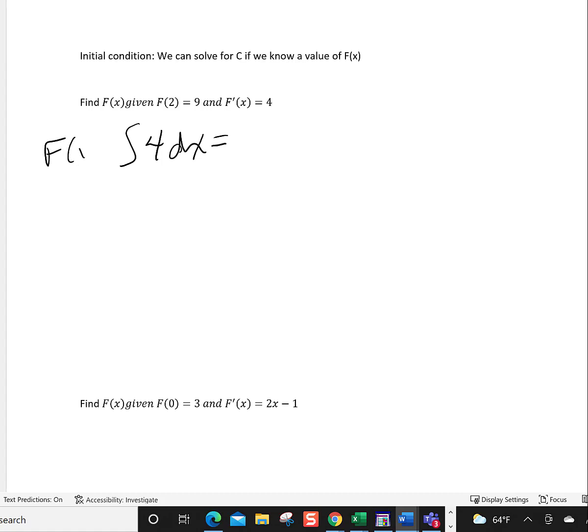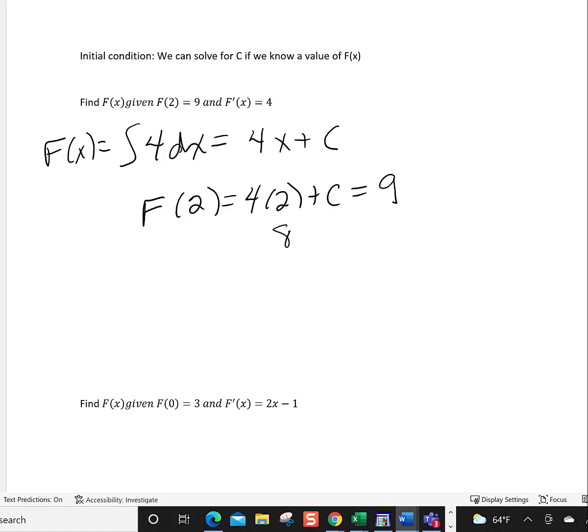I'm going to write it right here. F of x is equal to the integral of 4 dx. That will be 4x plus c. We still have a c right now, but we know that f of 2 is supposed to be 9. So if I do 4 times 2 plus c, I'm supposed to get 9. Well, 4 times 2 is 8, plus c is 9, says c is equal to 1. So this one, we have f of x is 4x plus 1.